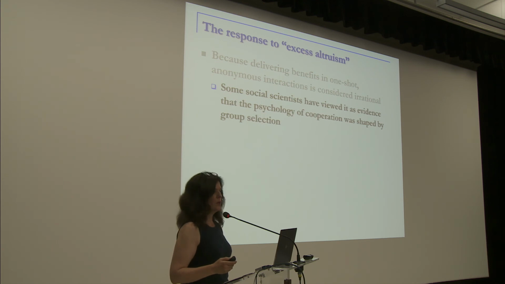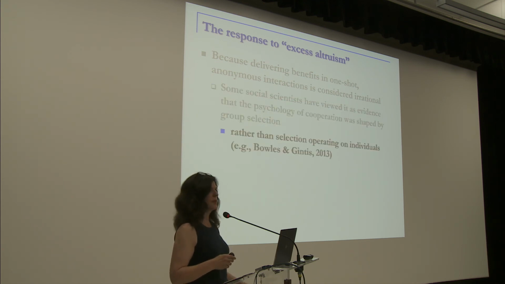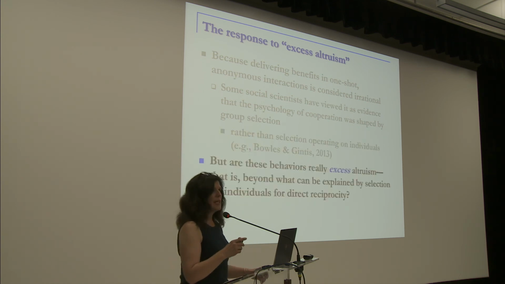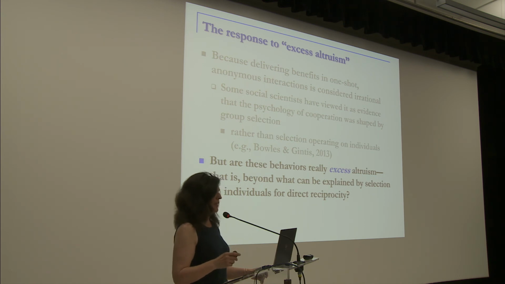The response has been that because delivering benefits in one-shot anonymous interactions is considered irrational, some social scientists have viewed it as evidence that the psychology of cooperation was shaped by group selection rather than selection operating on individuals. But are these behaviors really excess altruism, that is, beyond what can be explained by selection on individuals for direct reciprocity?